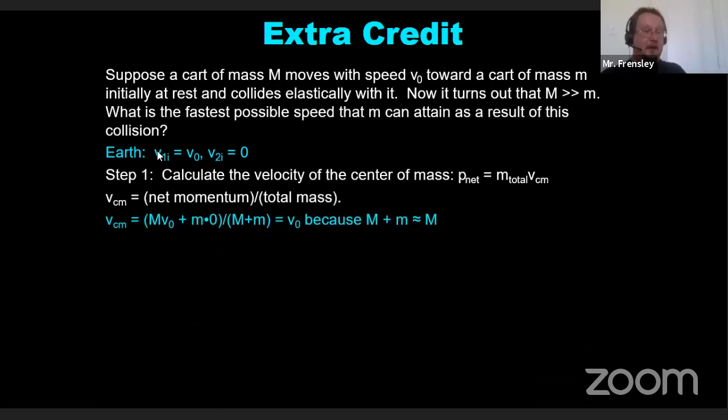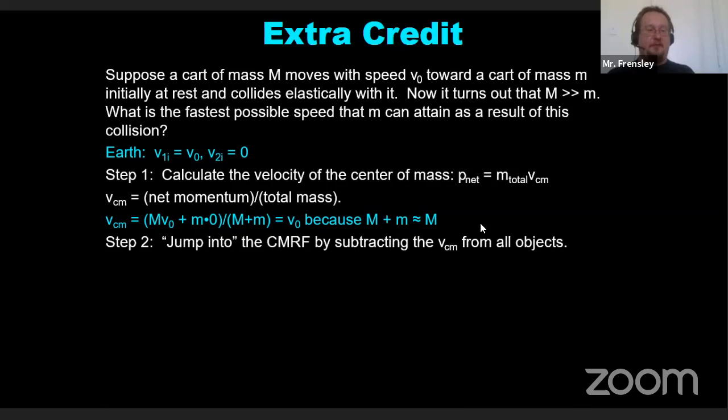I'm going to take net momentum, which is big M V0 because it's moving. Little m doesn't contribute any momentum, and divide by big M plus little m. Now I'm going to make an argument here. If big M is way bigger than little m, then the sum of big and little m is basically the same as big M. So if you take big M times V0 and divide by something that's almost the same as big M, then the big M's cancel out and you just get V0. So when you have two objects, one super heavy and one super light, the center of mass velocity is the same as the velocity of the heavier object.